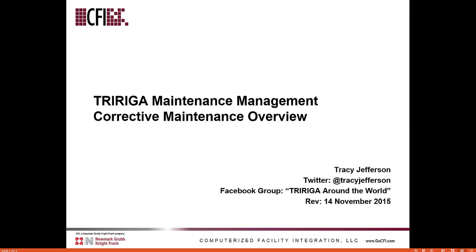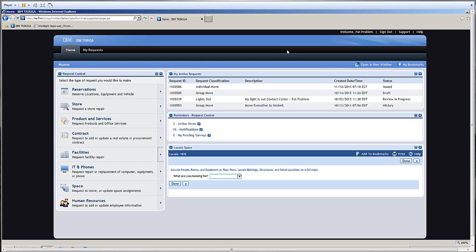Welcome to an overview of the corrective maintenance process inside TRIRIGA. There are two primary ways to enter requests for service in TRIRIGA. The first is through Request Central. I am logged in as a user of Request Central and I wish to report a problem.